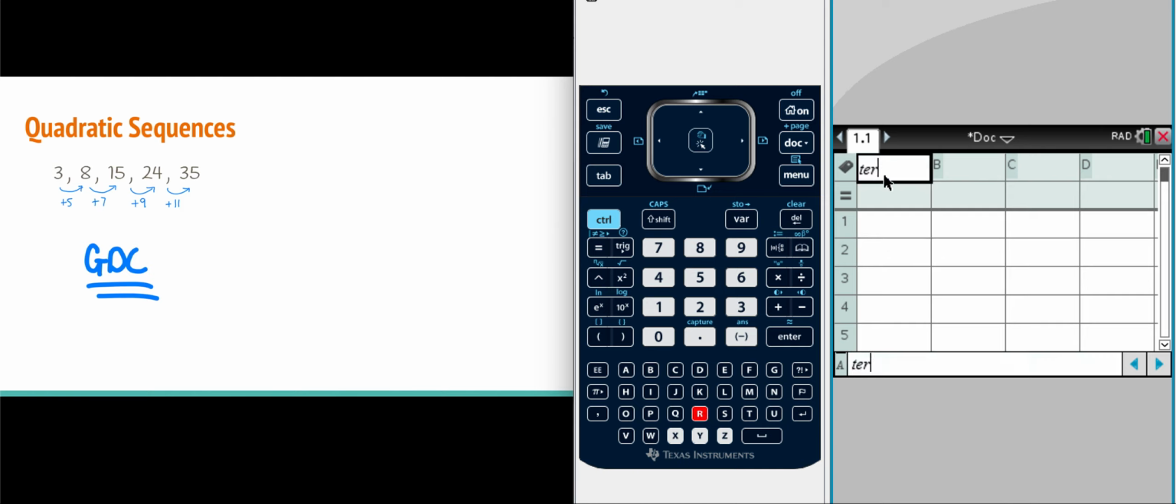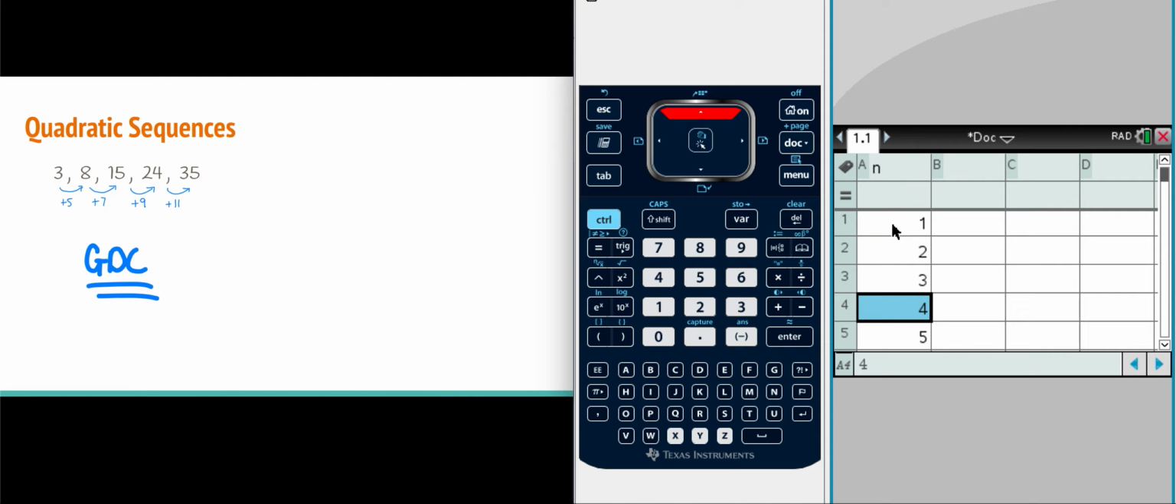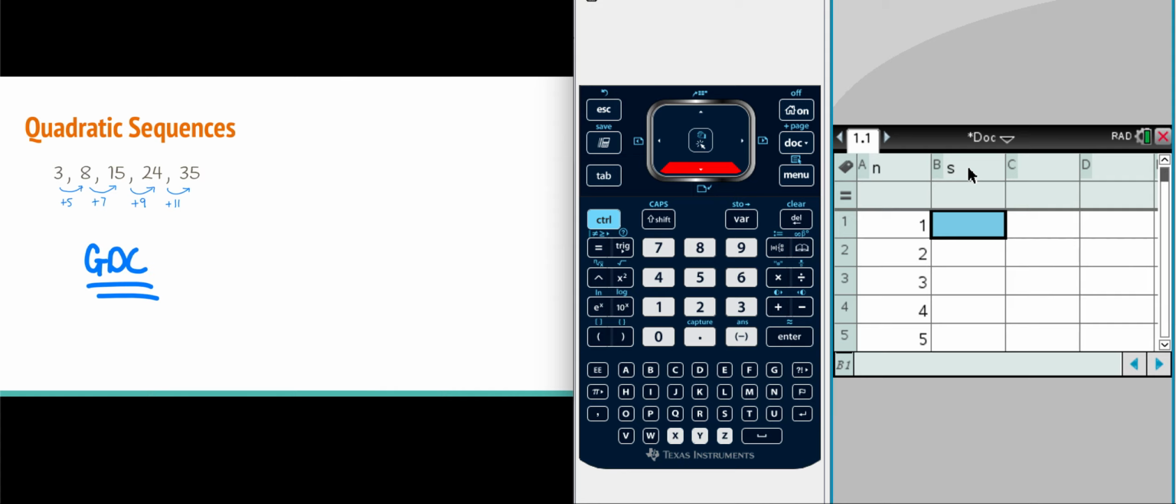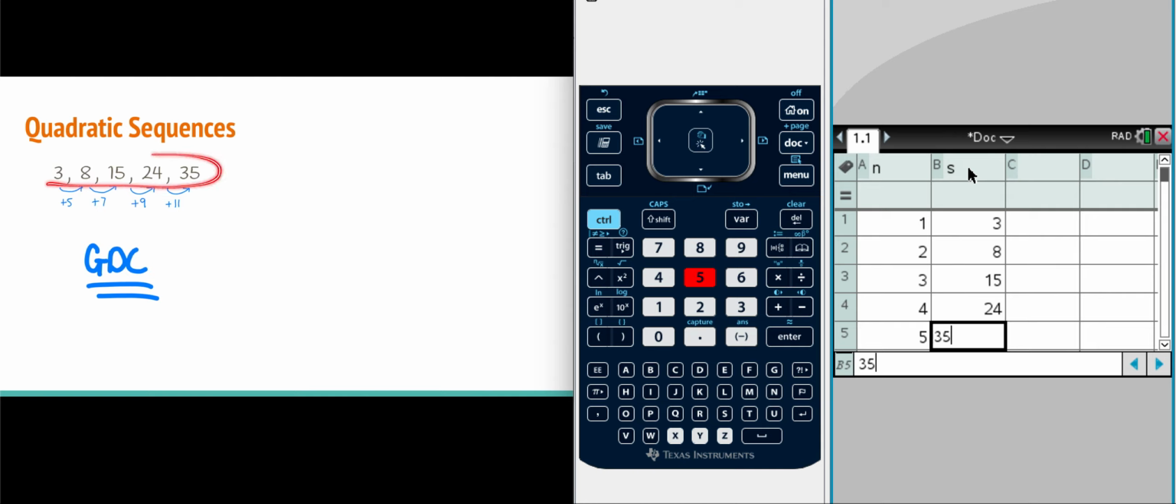The first bit is I'm going to write down the term number. So this is like n, if you like. I can write n or term. I've got the first term, the second term, the third term, the fourth term, and the fifth term. And in this one, I'm going to put the sequence. So I'm going to write S. The sequence for the first term is 3. The second term was 8. The third term was 15. The fourth term was 24. And the fifth term was 35. So I've just literally taken the sequence that I was given, and I'm just writing it into my GDC.